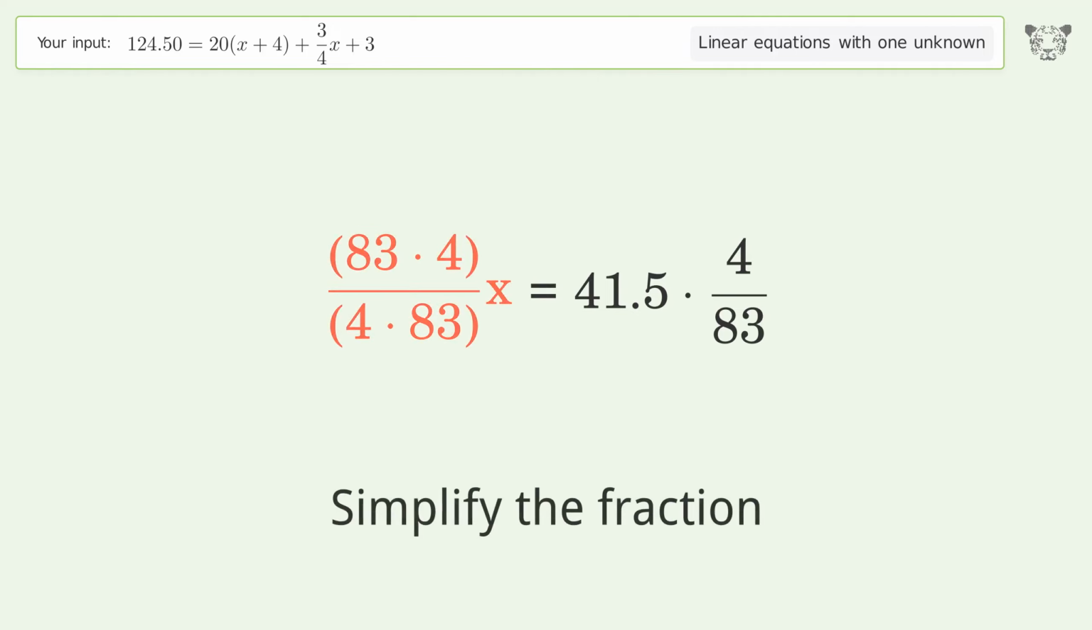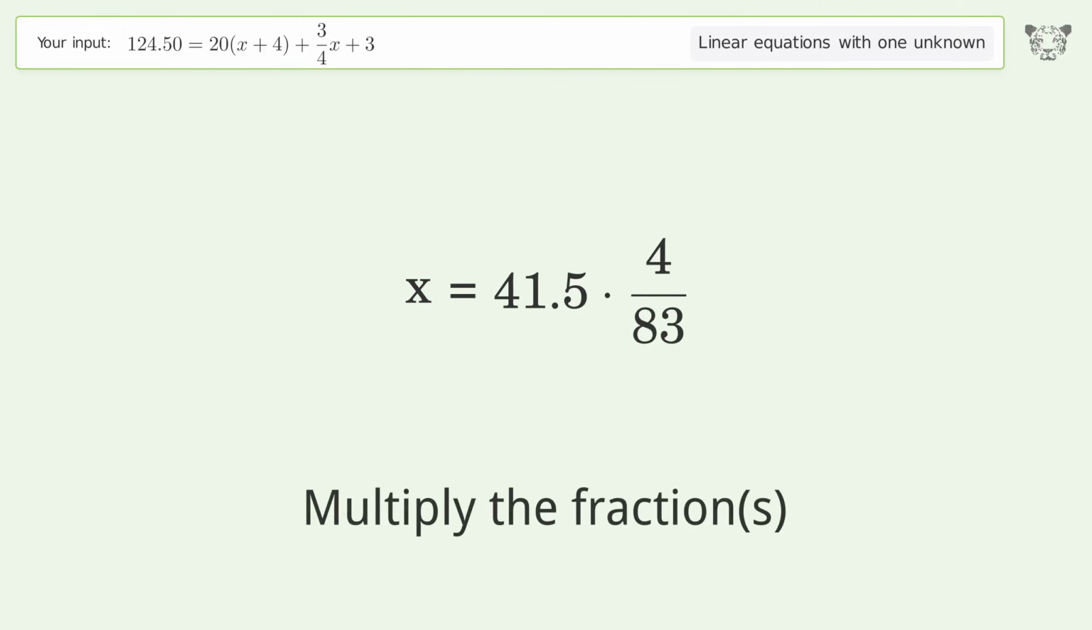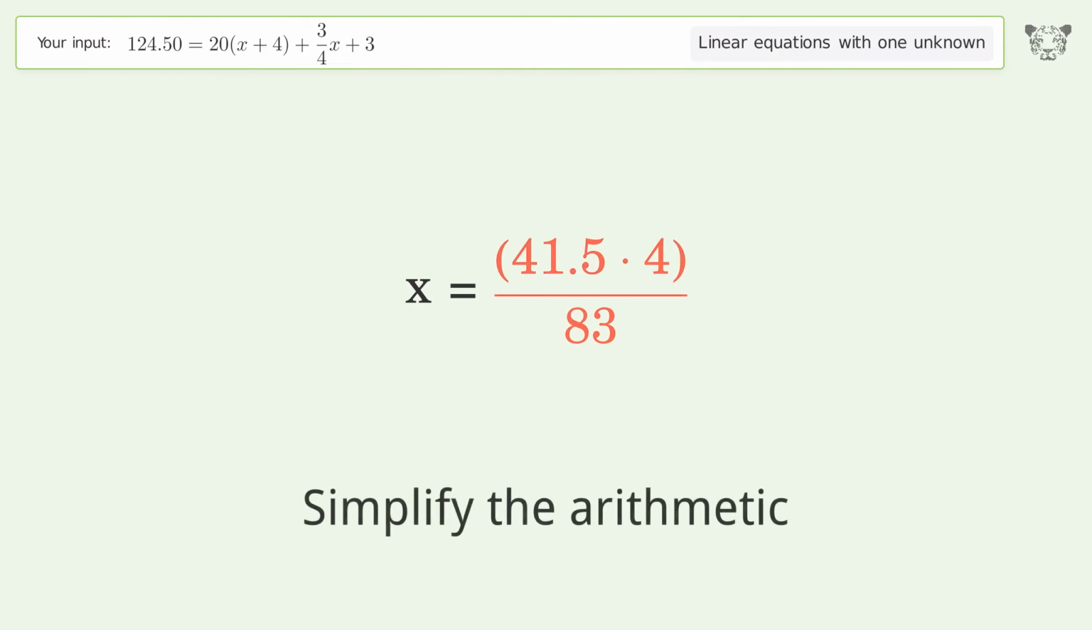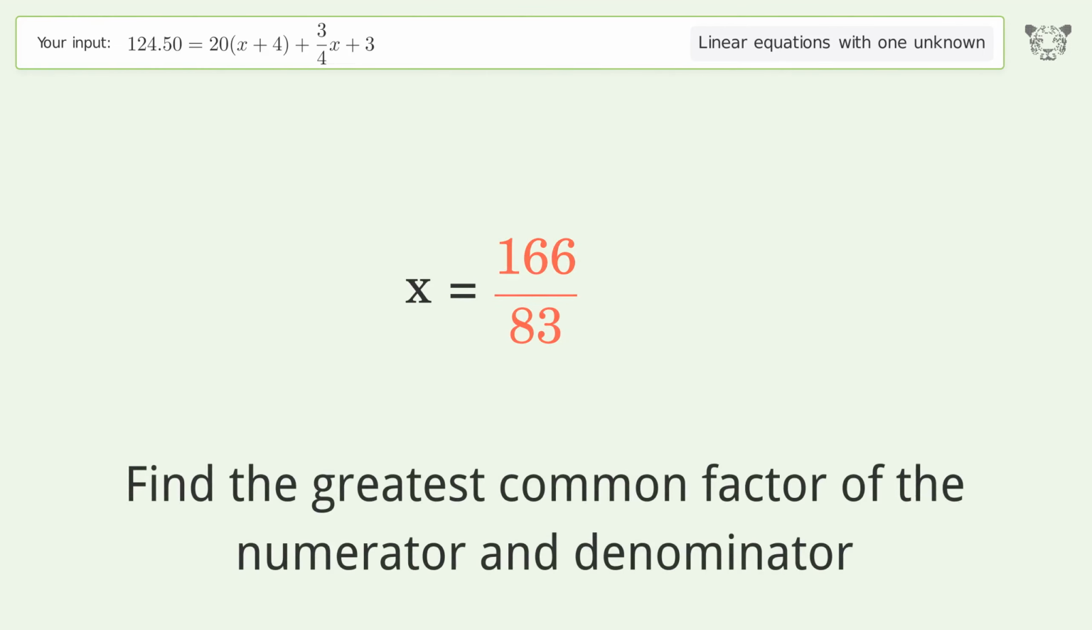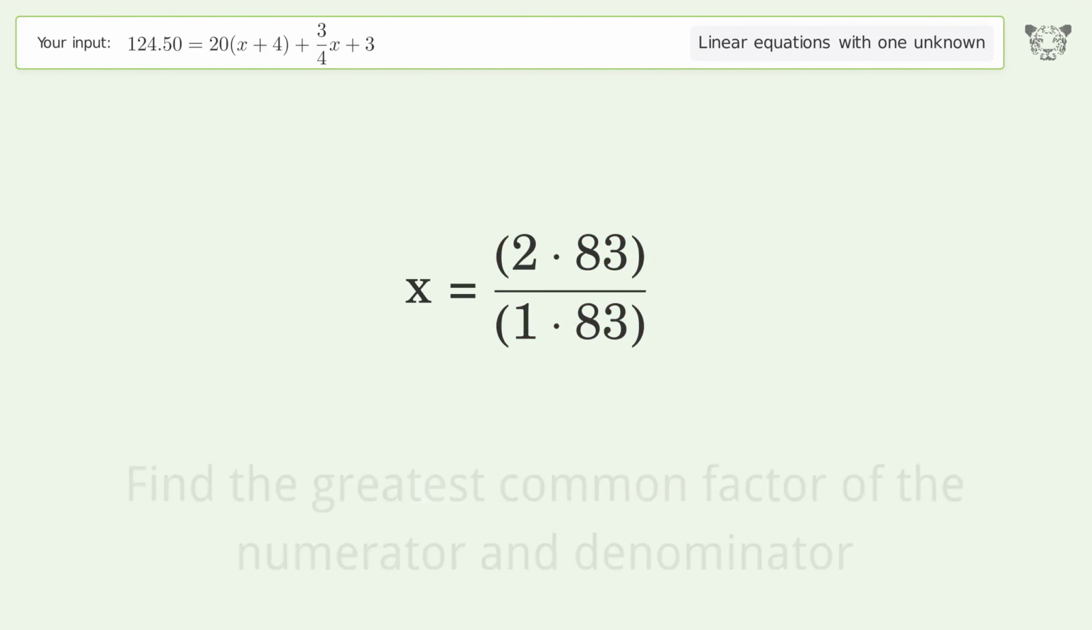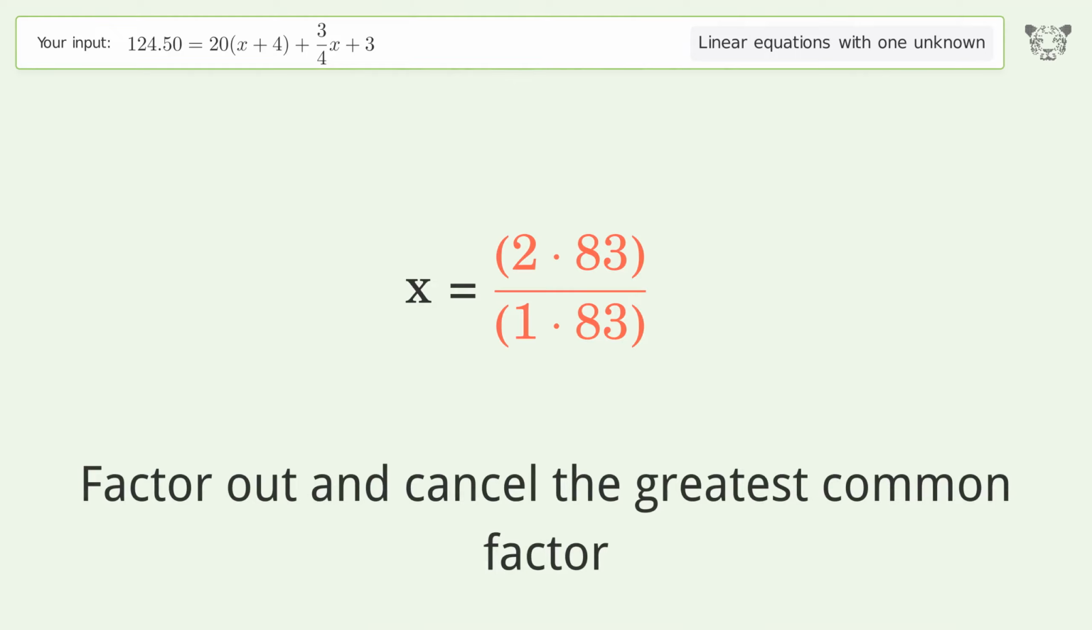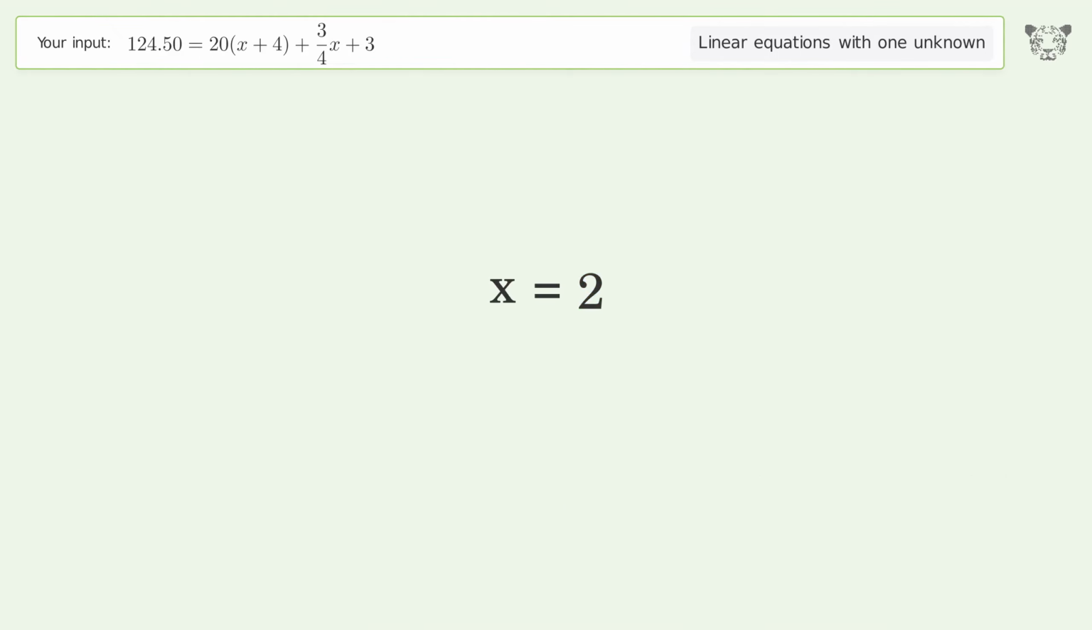Simplify the fraction. Multiply the fractions. Simplify the arithmetic. Find the greatest common factor of the numerator and denominator. Factor out and cancel the greatest common factor. And so the final result is x equals 2.